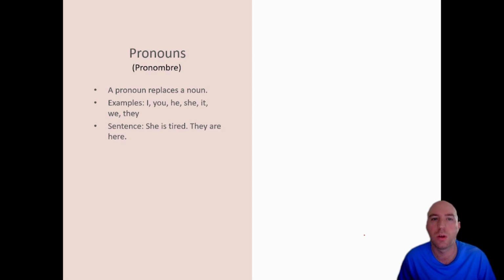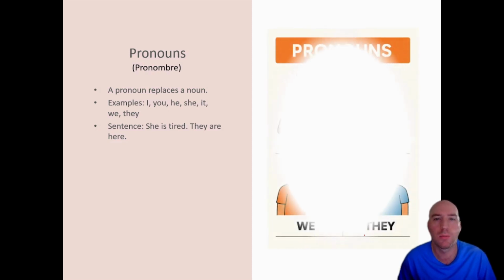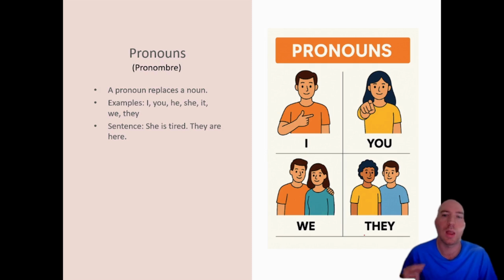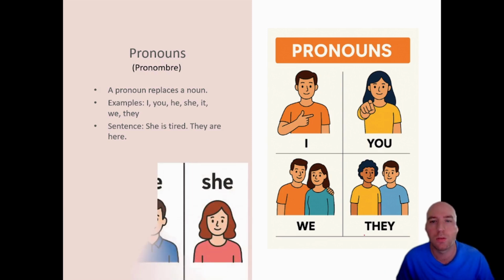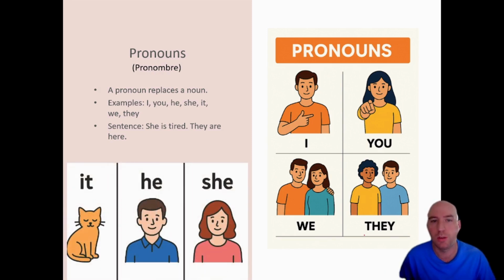Pronouns. A pronoun replaces a noun. For example, I, you, he, she, it, we, or they. She is tired. They are here. So you got I, you, we, they. You also have it, she, he.